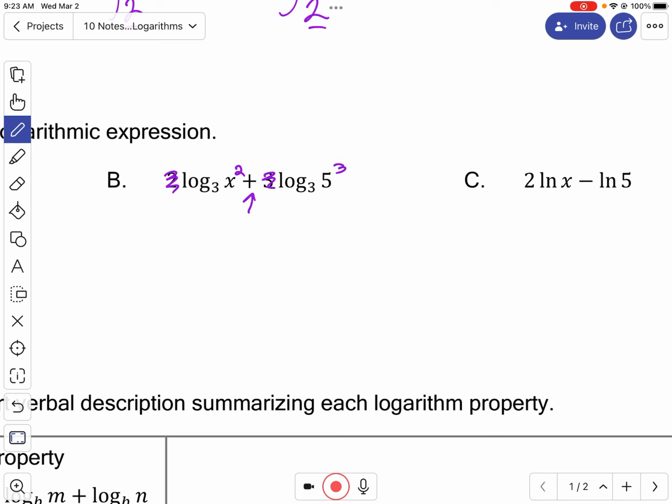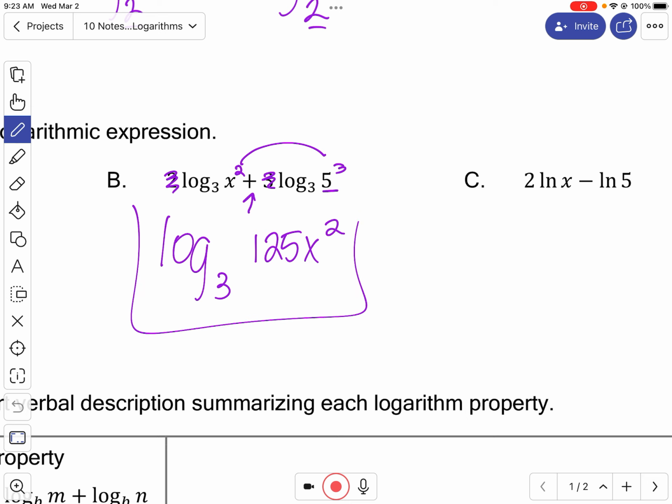And I'm adding, so that means I need to condense it by multiplying them. So log base 3. And then I'm going to go ahead, since 5 cubed is a number, 5 times 5 times 5 is 125. And then I'm having to multiply it by x squared. So 125x squared would be my log that I'm taking.